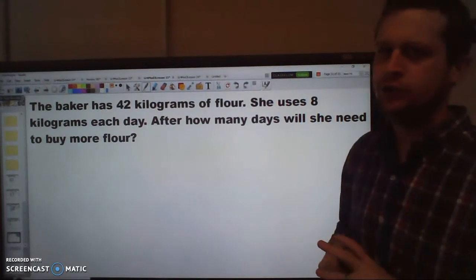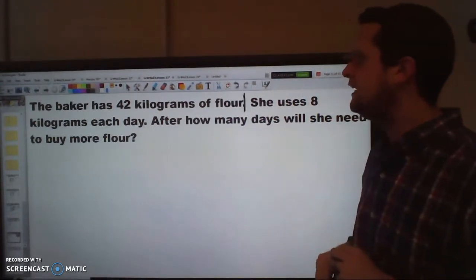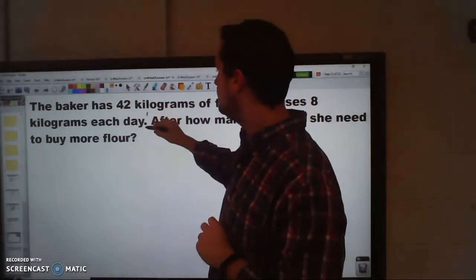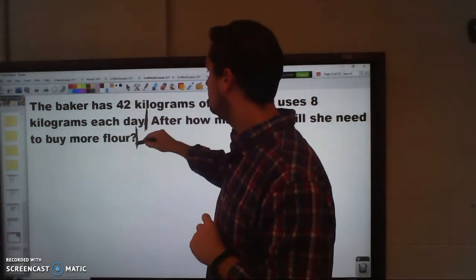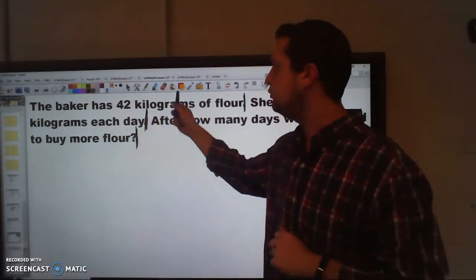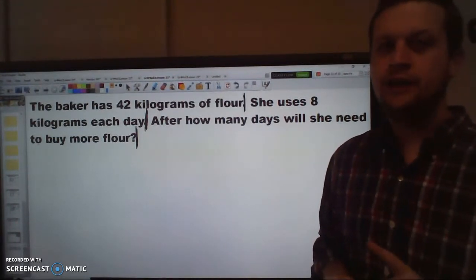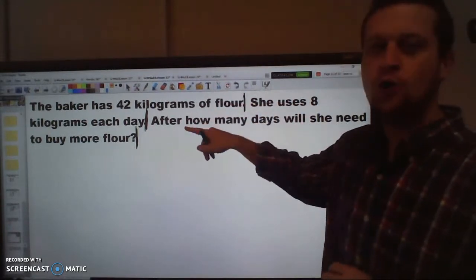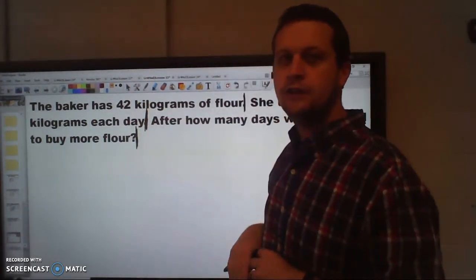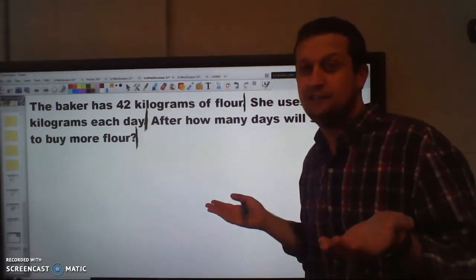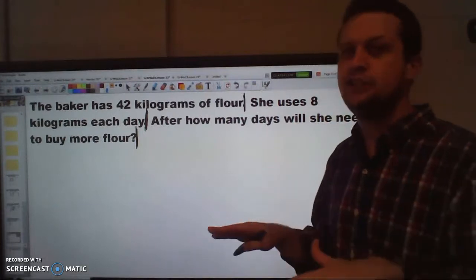So the baker has 42 kilograms of flour. Cut. She uses 8 kilograms each day. Cut. After how many days will she need to buy more flour? Cut. So I'm going to use 42 because that's the total amount of kilograms of flour she has. And it's telling us how much she uses in one day. Okay? So I'm going to start off drawing my 42 kilograms of flour. Now, like I said, 42 is already a lot. So just imagine if we get bigger numbers, we're really not going to want to draw them. But today we're sticking with our drawing.